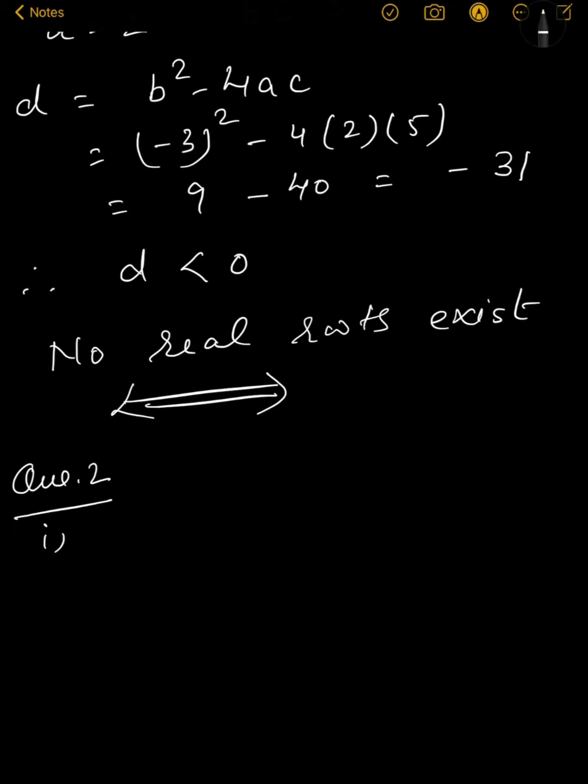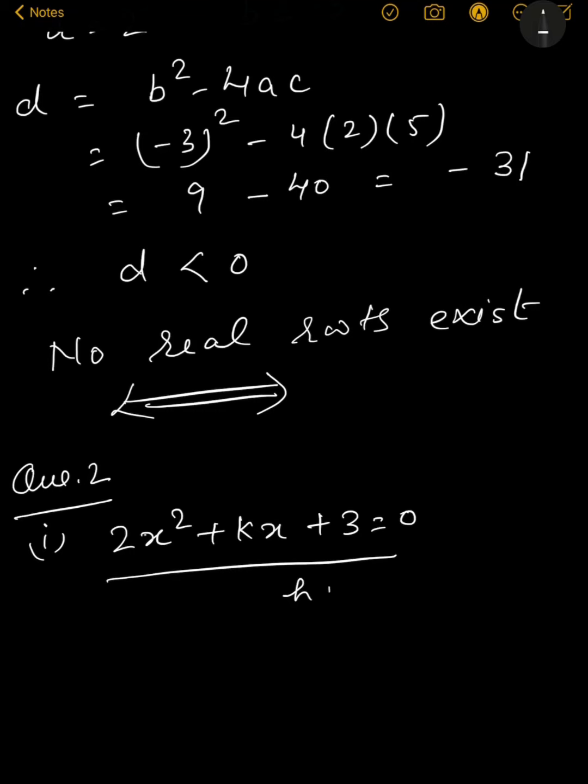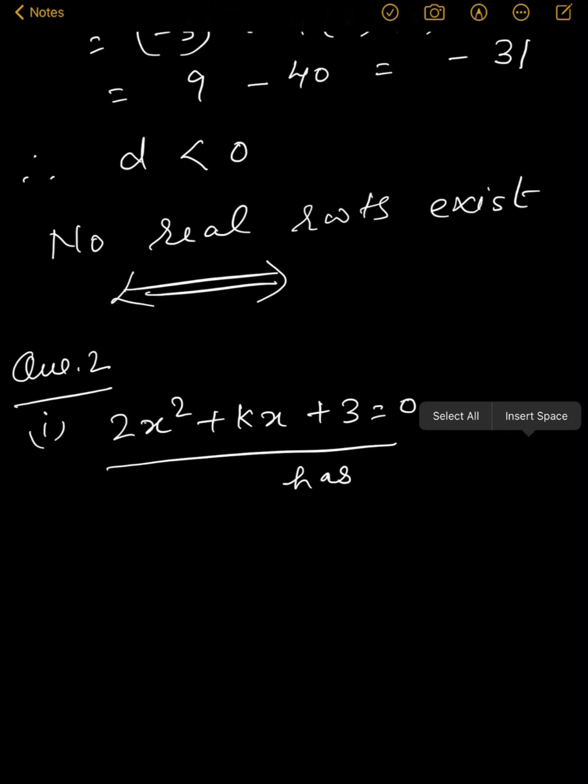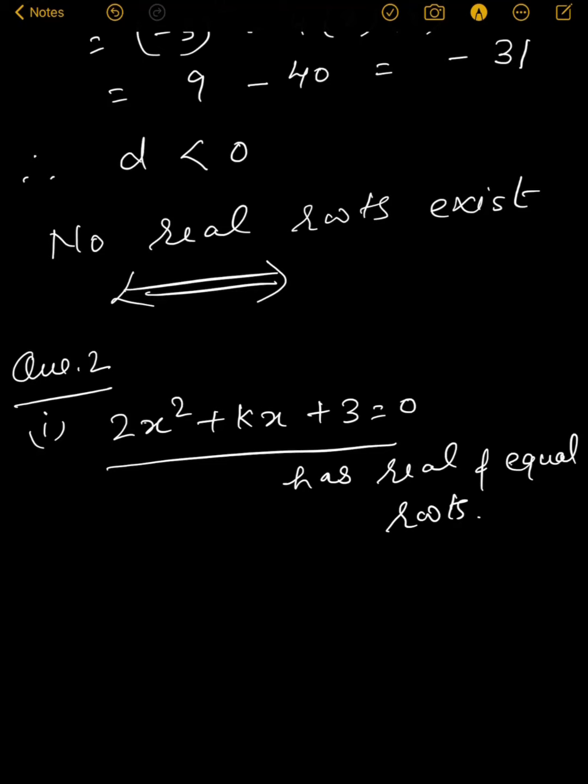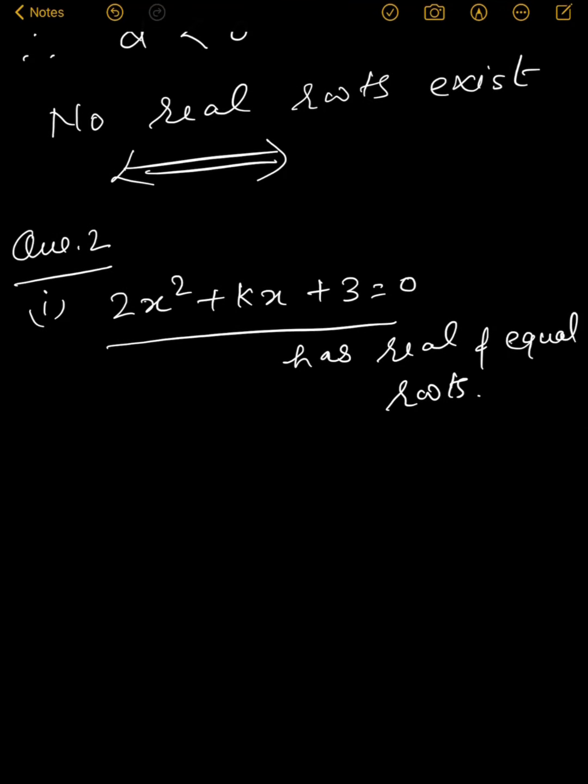and this is the first part. Question number 2, 2x square plus kx plus 3 equals 0. Find the value of k for which the following equation has real and equal roots. Okay, have two equal and real roots. Equal roots. So in this case you have to determine the value of k.